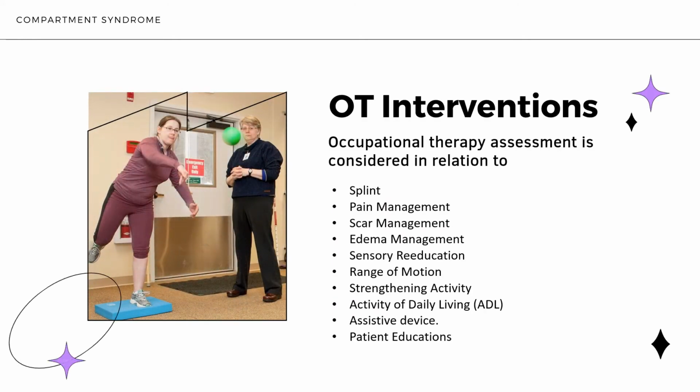Next is OT intervention. Occupational therapy assessment is considered in relation to splint, pain management, scar management, edema management, sensory education, range of motion, strengthening, activity of daily living, assistive device, and patient education.